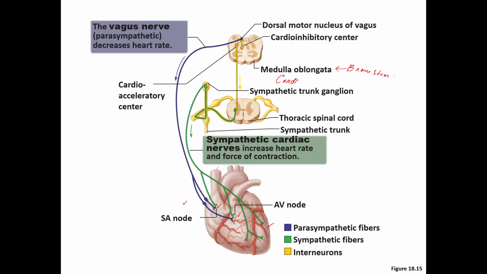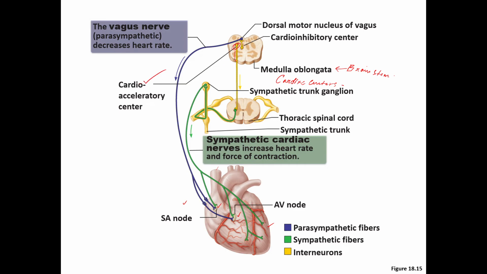Cardiac centers. Okay. One center is called acceleratory center. It's like the accelerator of your car, and another is the inhibitory center, like the brake of your car. So when the cardio-acceleratory center is activated, then it sends signal through the sympathetic nerve, because we know that this is the cardio-acceleratory center here.